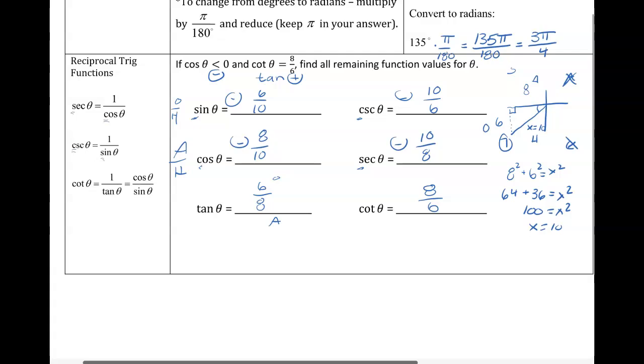So again, on this one, just be really careful. Probably one of the most common mistakes is making mistakes with the signs. So just don't forget to establish your signs. Look at what's positive in the following quadrant and go from there.